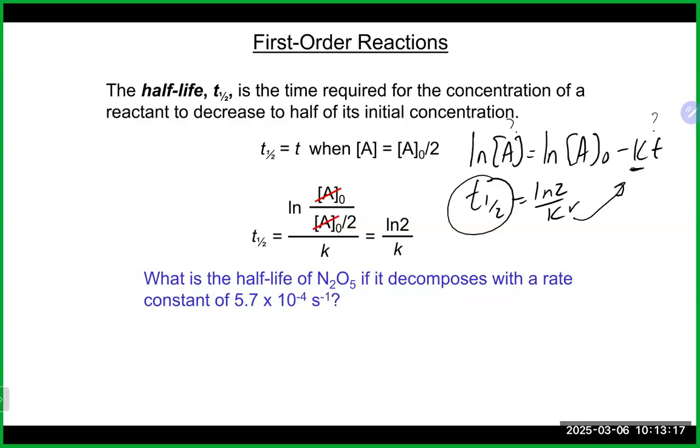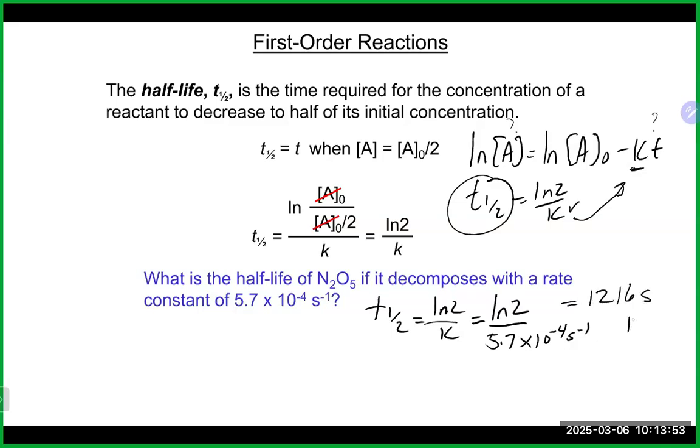All right, so what is the half-life of N2O5 as it decomposes with a rate constant of 5.7 times 10 to the minus 4? In this case, we could go right into our half-life equation. Natural log of 2 divided by K. Natural log of 2, again, is 0.693 divided by K, 5.7 times 10 to the minus 4 reciprocal seconds in this case. That's going to give us something like 1216 seconds, 1200 seconds, whichever way you want to go there.